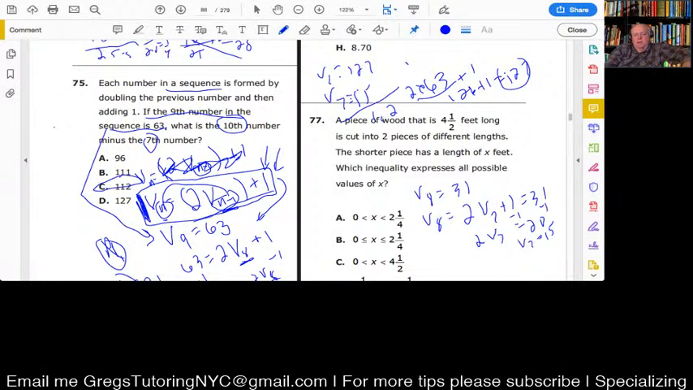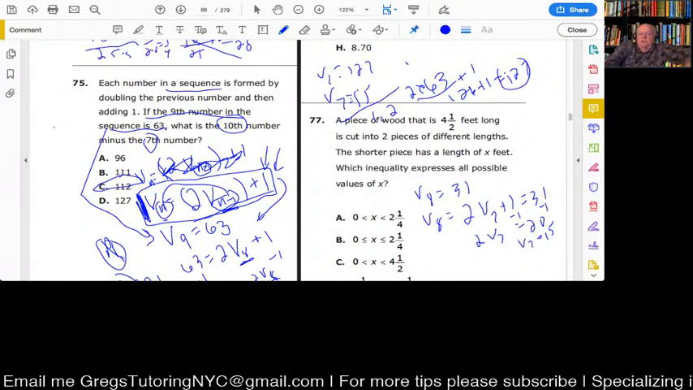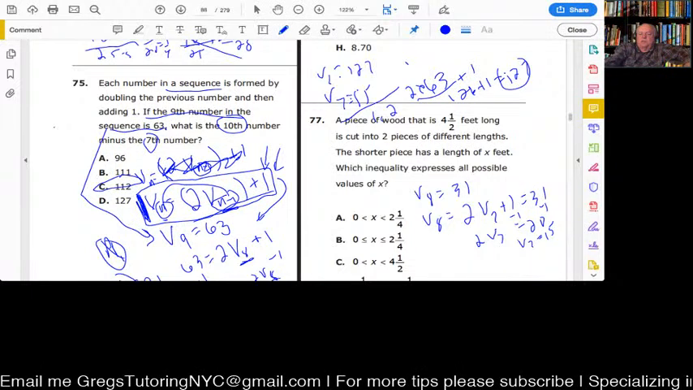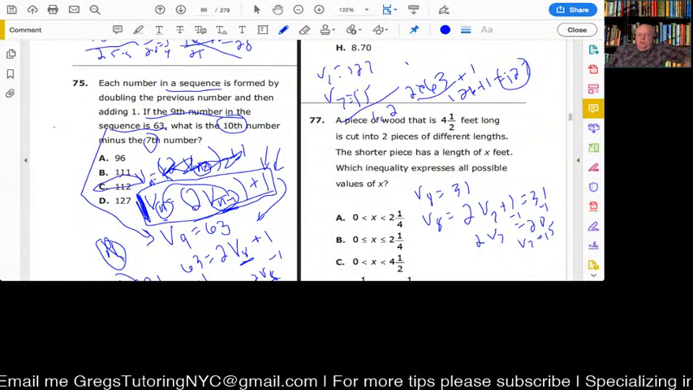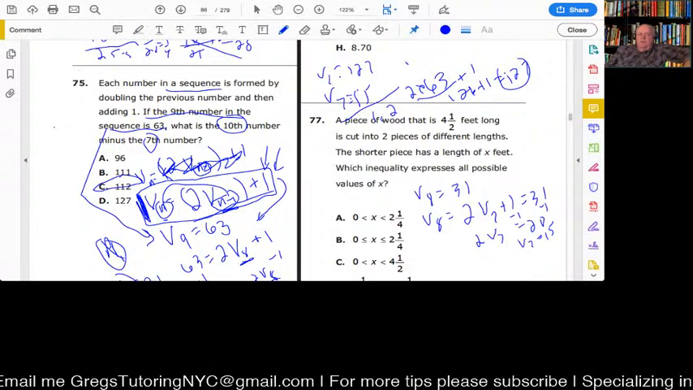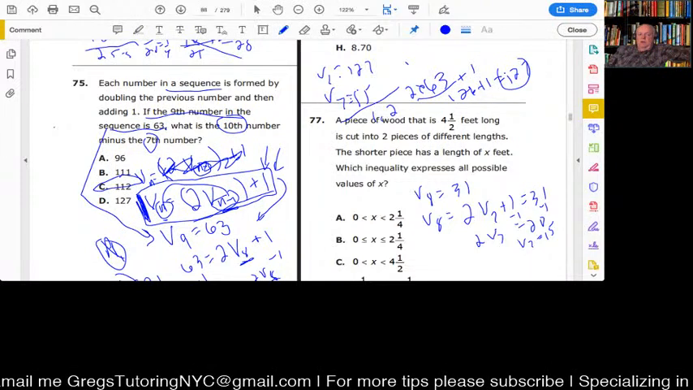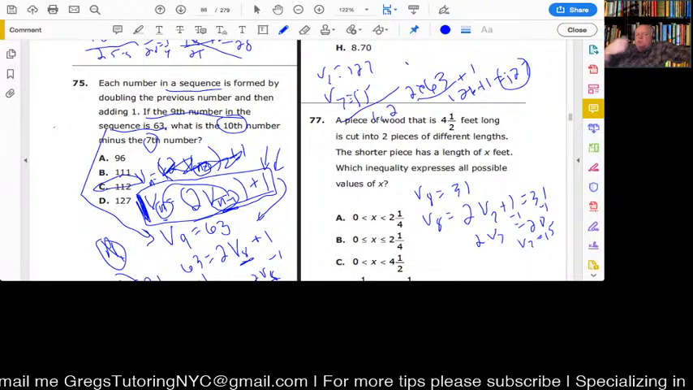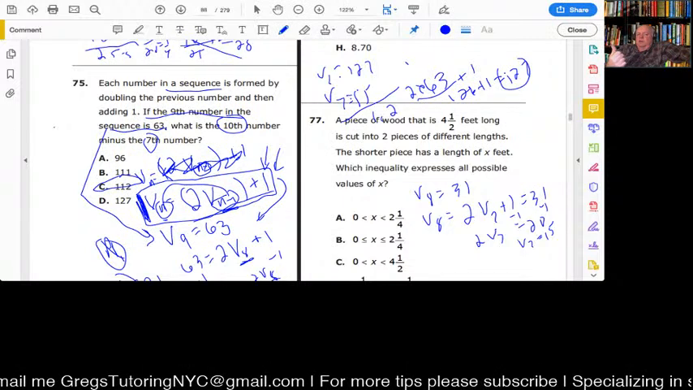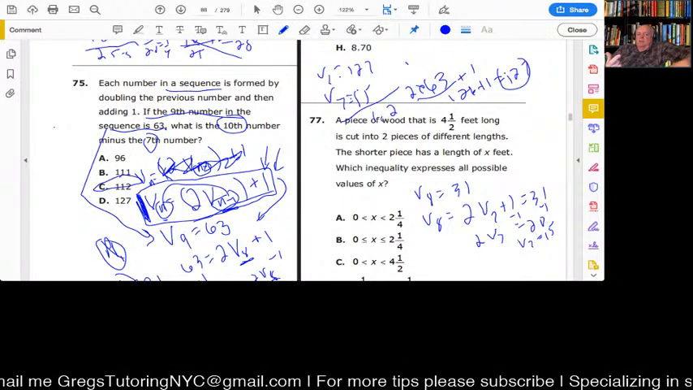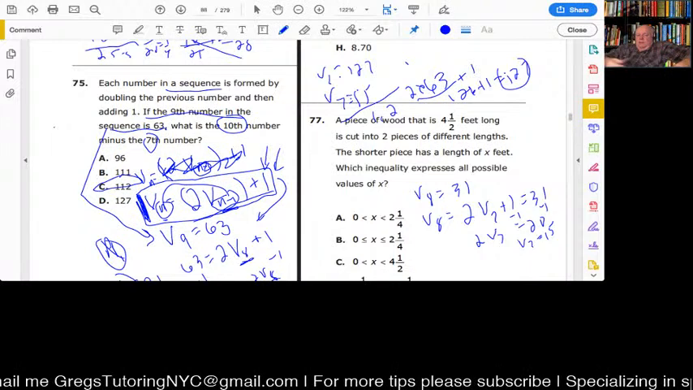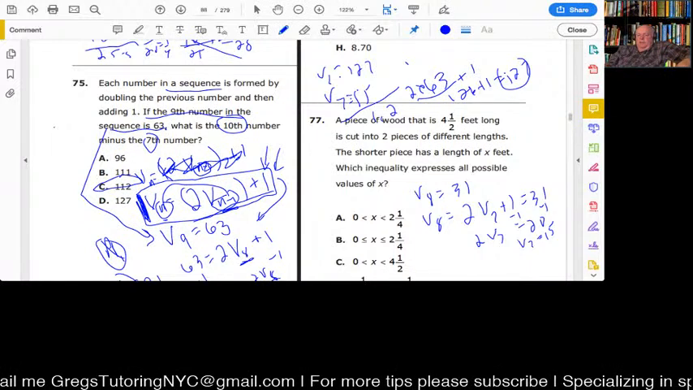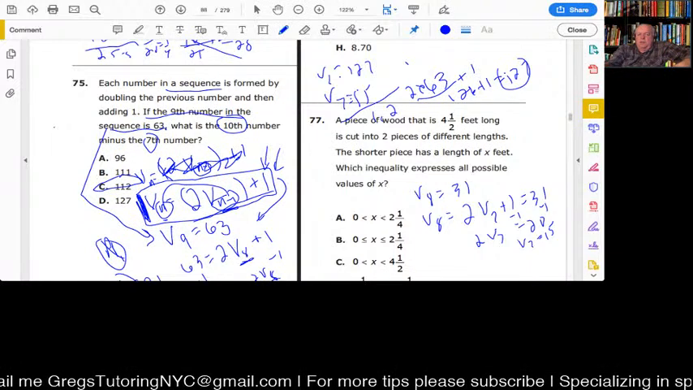Is there another way to solve this problem? Yeah, you could brute force the number in as well. You could try 96, 111, 112, and 127 and work backwards. You still have to somehow compute V7, no matter how you do it, and you still have to compute V10. All right, so it can get awkward and tricky.